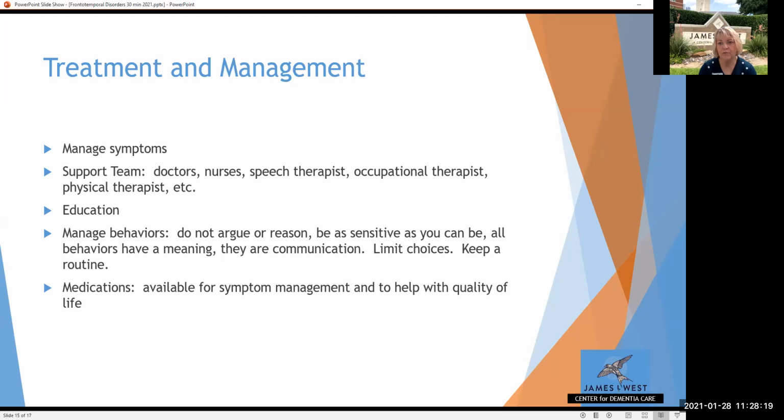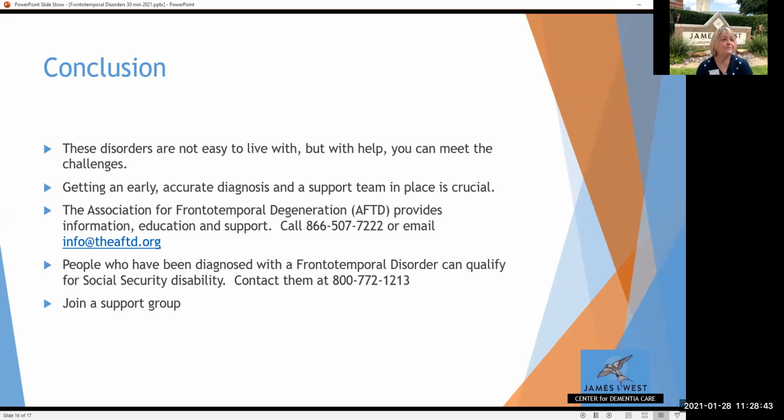Managing behaviors, learning early on that we are not going to be reasonable and rational with someone who cannot be reasonable or rational. They would if they could. They can't. We have to accommodate this disease. Sometimes we have to look at that MRI and see that atrophy in the frontal part of the brain to understand the damage that's actually going on in their brain. And then medications for symptom management, of course.